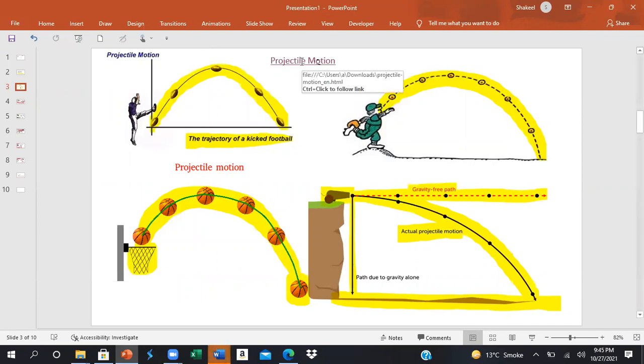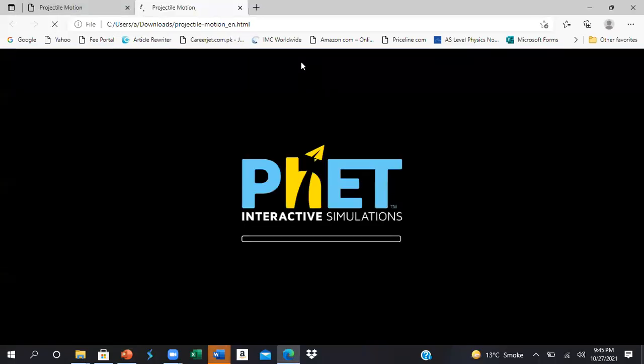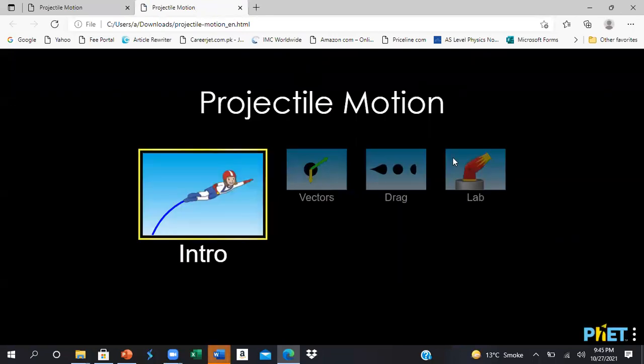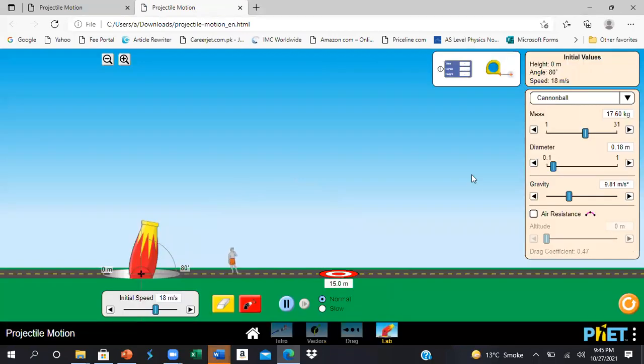So its motion is known as projectile motion. Let me show you some simulations for this. Okay, here is a cannon and we are going to fire it. First of all, I am firing it vertically. Look at the movement. The ball is moving straight up and coming down. So its motion is vertical motion. Again, the ball is going up and coming down. So it is vertical motion.